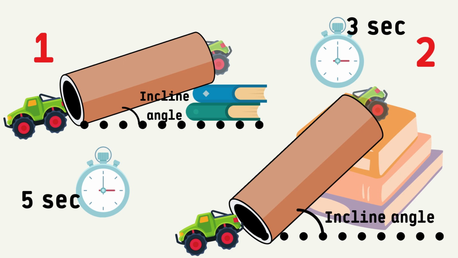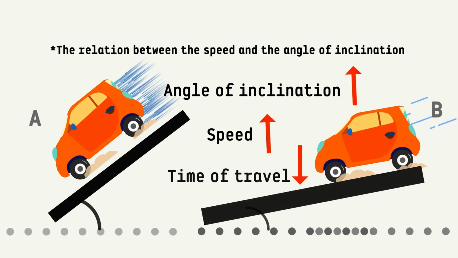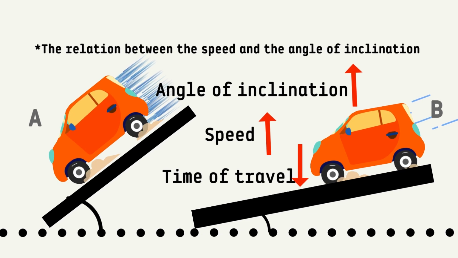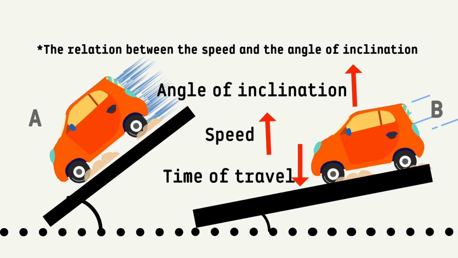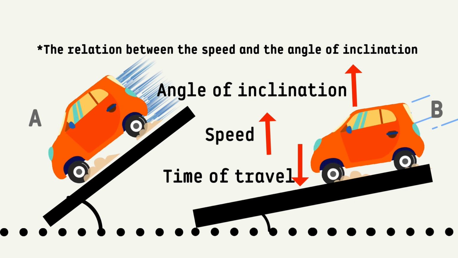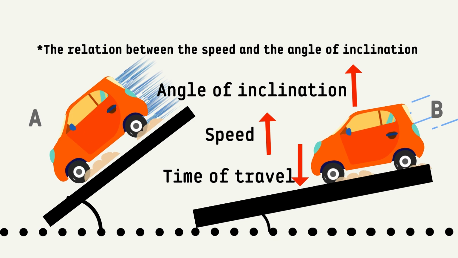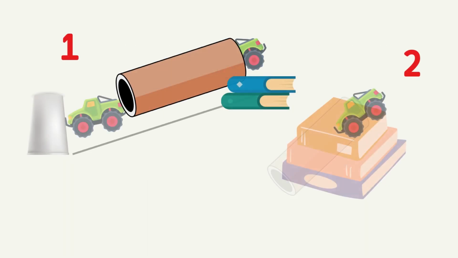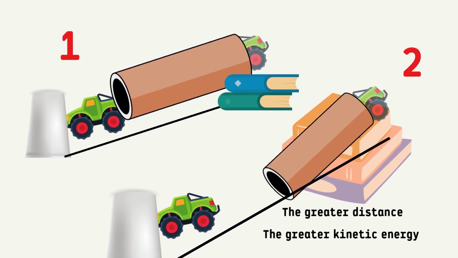When we increase the angle of inclination, the speed increases and it takes a shorter time to move this distance. So the angle of inclination increases, the speed increases, and the time of travel decreases. And this is a very important conclusion, that when the angle of inclination increases, the speed increases. Okay, now we will do the second part of the experiment.